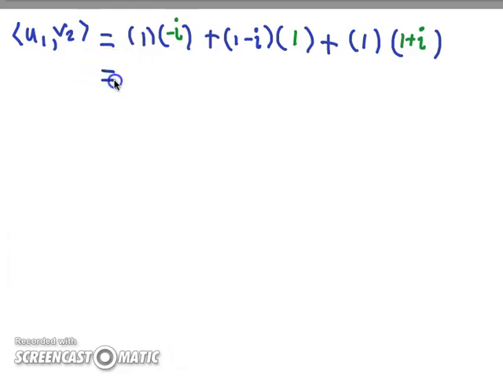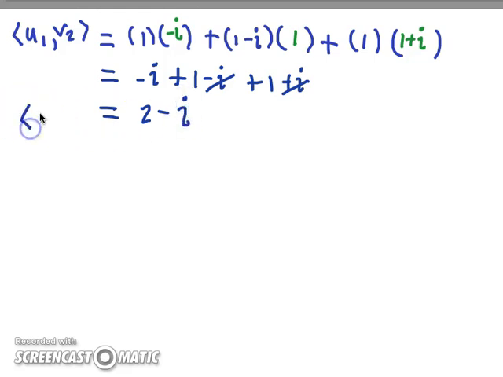So this would be minus i plus 1 minus i plus 1 plus i, right? And then there are a couple of things here: this i can cancel with that i, for example, and then we end up with 2 minus i, right? So we are computing here that the inner product of u1 and v2 equals 2 minus i.